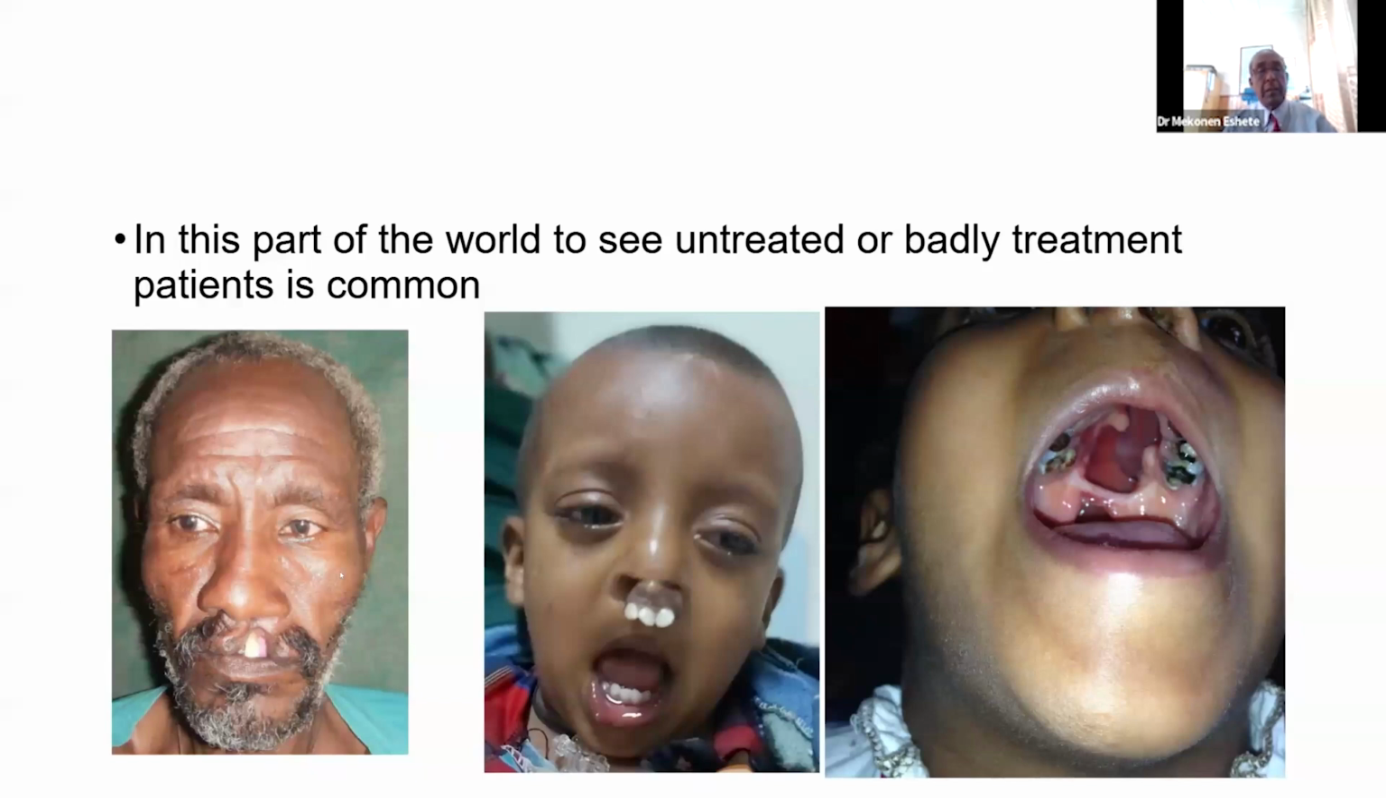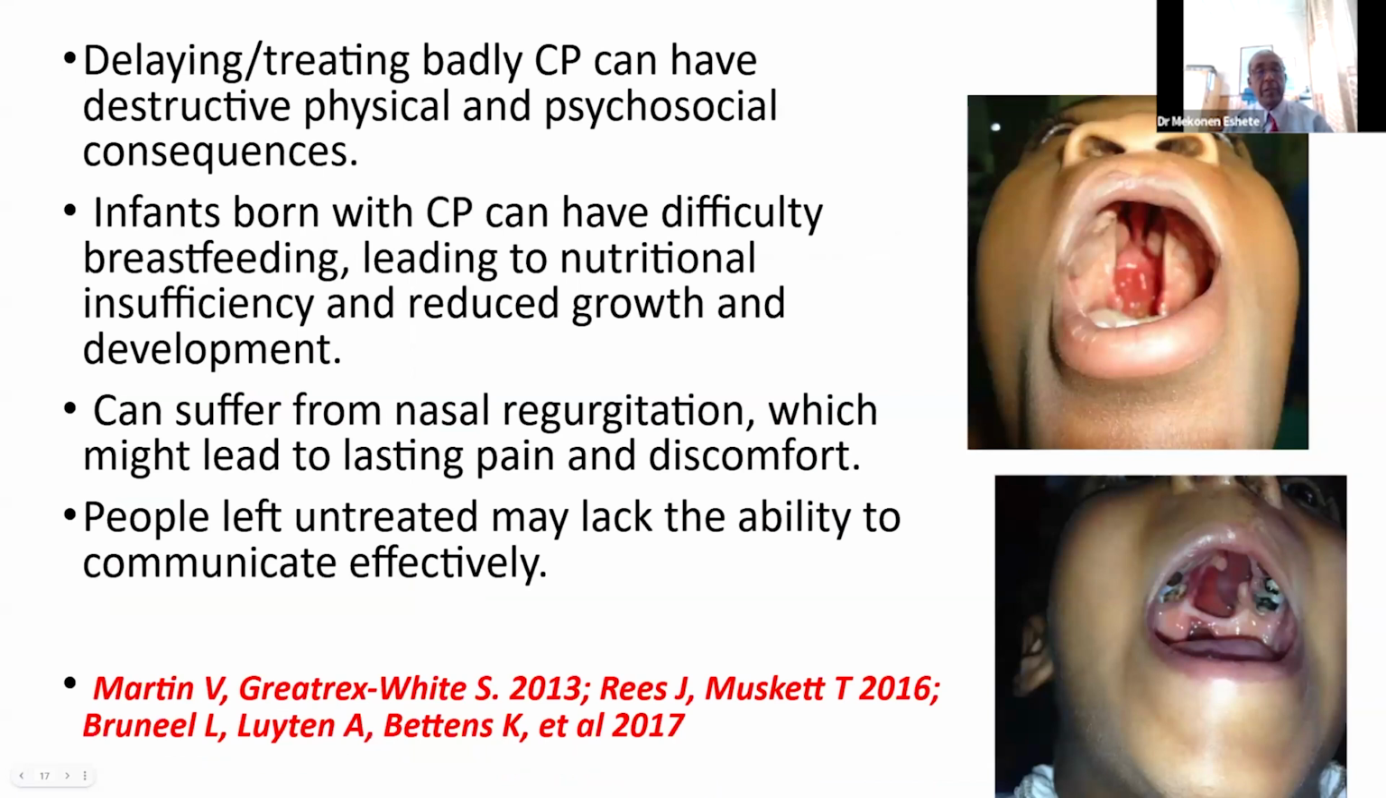So delaying treatment or treating cleft palate badly can have destructive physical and psychosocial consequences. Infants born with cleft palate can have difficulty breastfeeding, leading to nutritional insufficiency and reduced growth and development, and can suffer from nasal regurgitation, which might lead to lasting pain and discomfort. People left untreated may lack the ability to communicate efficiently. Like the man you see, he is 18 years old, and he was not operated for his palate. He was operated for his lip because that is visible, but the thing which cannot be easily seen, parents think that this is given less priority.